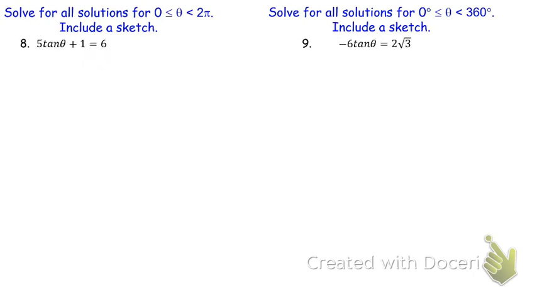Now let's look at tangent. I've got two other problems, and these are tangents. Tangent is a ratio of y over x. So when we do this, it's a little bit trickier because we've got to figure out what the y to x ratio would be. All right, here we go.